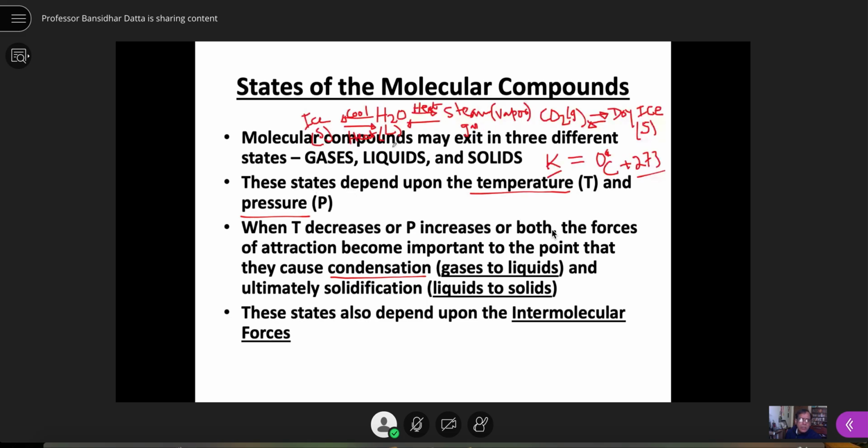So the states of matter, gas, liquid or solid, depend upon different conditions.